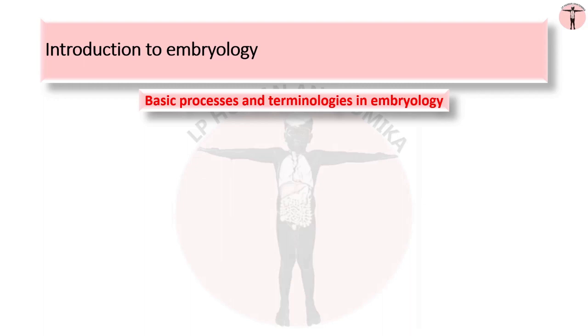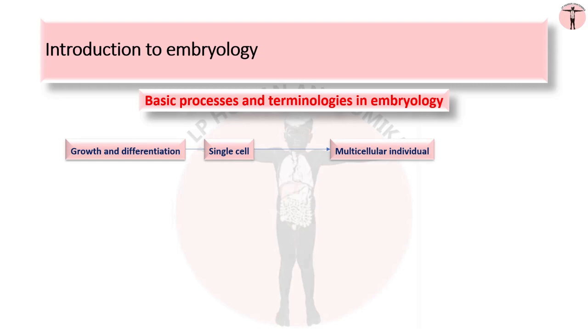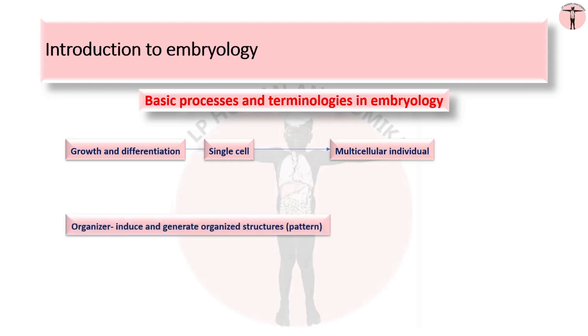Let us go through some of the terminologies and basic processes in embryology. Growth and differentiation are the two basic processes involved in the conversion of a single-celled zygote into a multicellular human newborn. Organizer: any part of the embryo which exerts a morphogenetic stimulus on an adjacent part or parts is an organizer. There are three types of organizers.